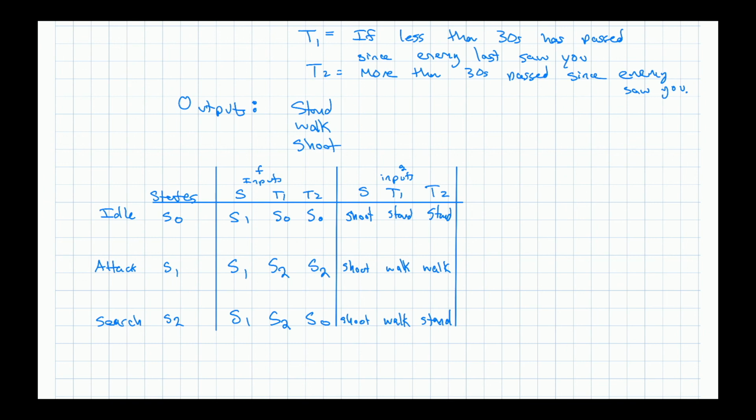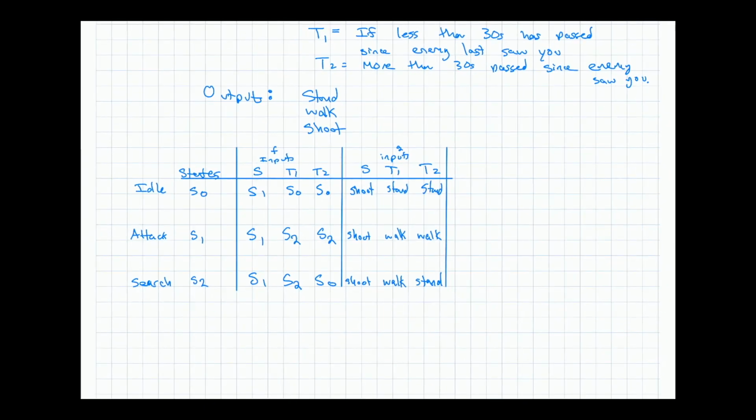Okay. And so that'd be a very simple enemy AI. It sees you and it shoots. When it stops seeing you, it looks around for you for 30 seconds. After 30 seconds, it goes back to idle. And lots of AIs work exactly like this in video games. So very simple, easy to do.